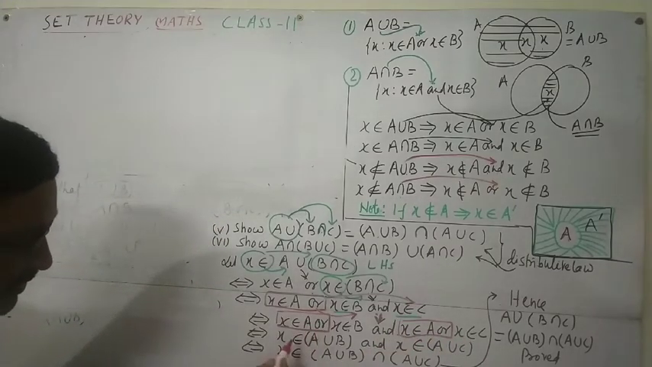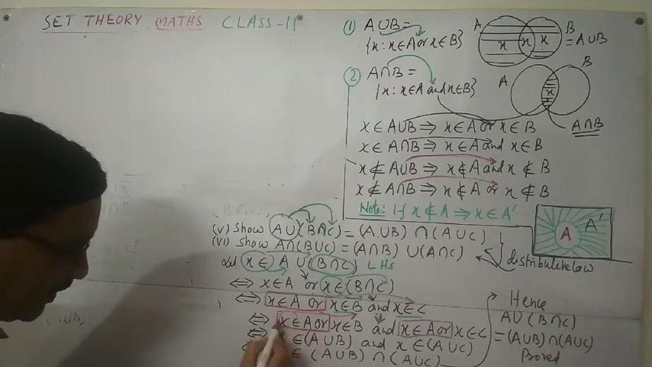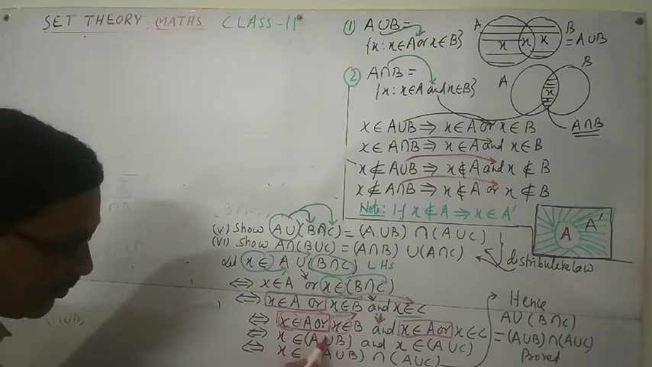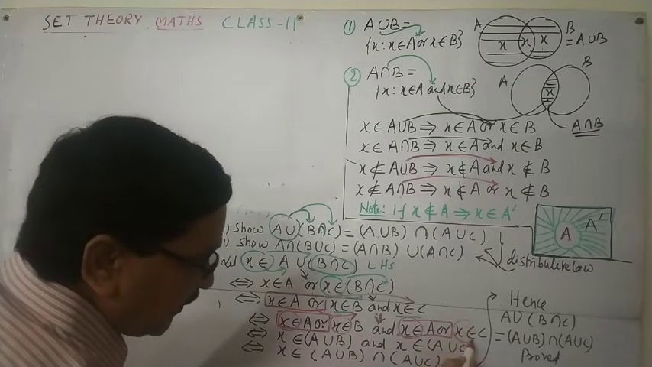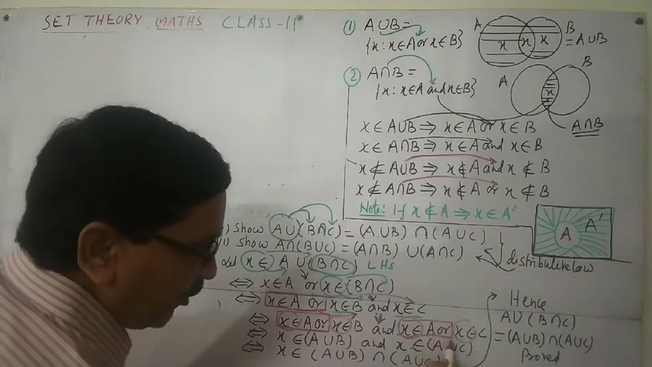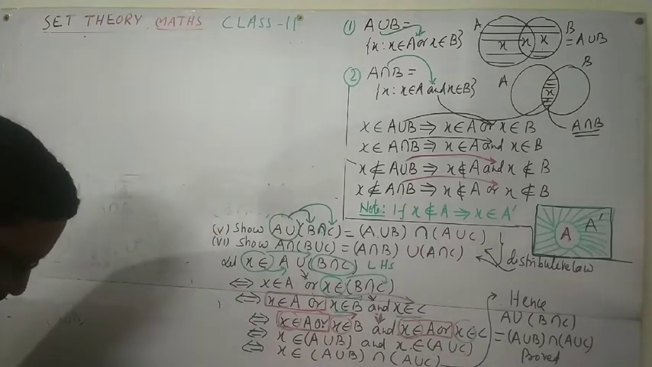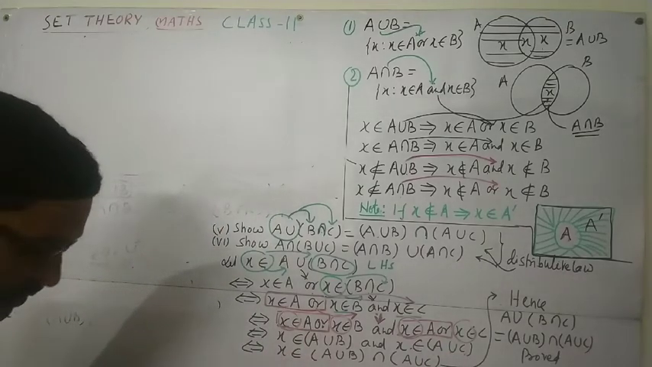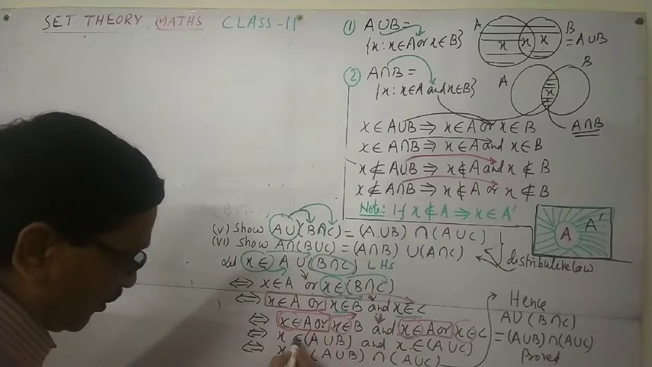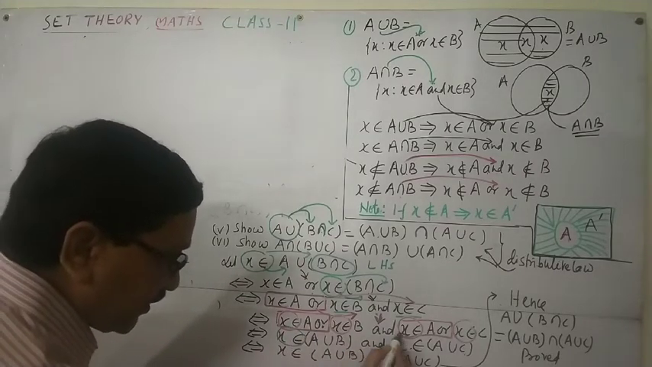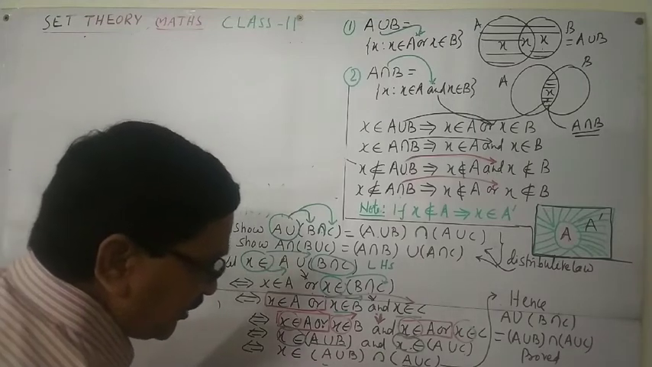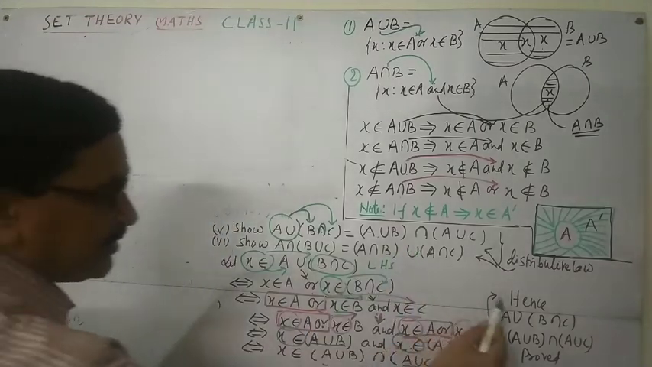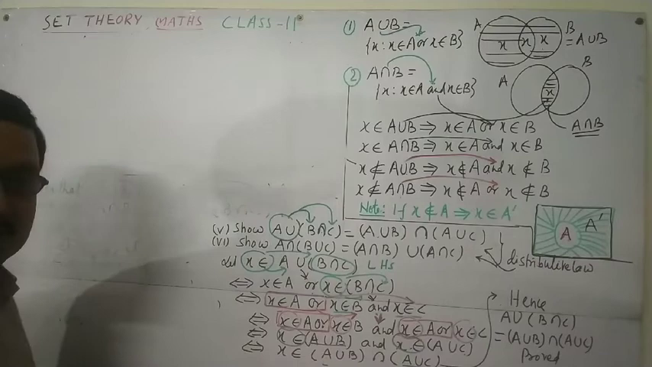Now the meaning is again x belongs to common. We are getting with A or means union B, and x belongs to again common, A or means union C. So finally x belongs to overall common. We are getting A union B and means intersection A union C. So hence this is equal to this. Similarly, the second can be proved.